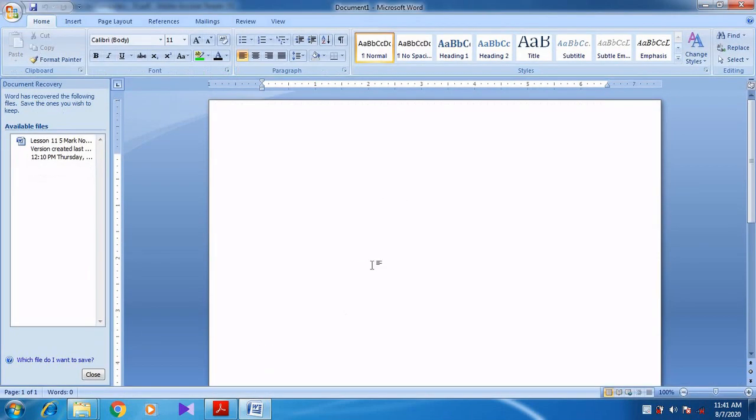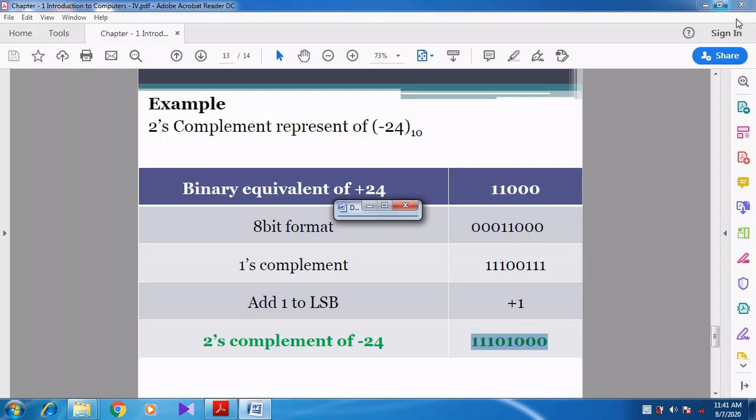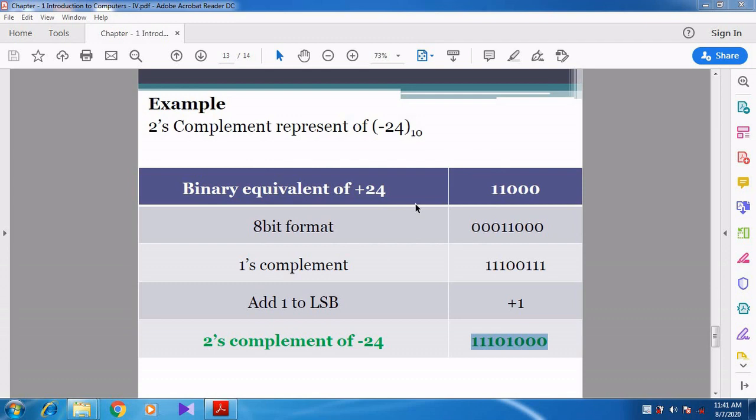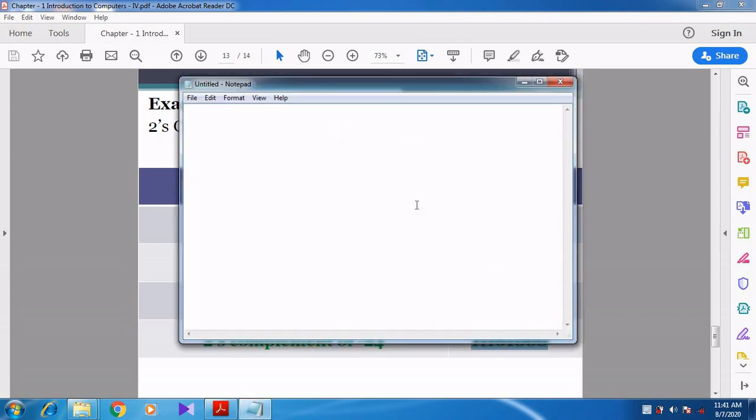So let us take the notepad. Simply we can go for notepad. Binary addition you want to know, then only you can do it. First of all, 0 plus 0 equals 0. Whereas 1 plus 0 equals 1. 0 plus 1 equals 1. Whereas 1 plus 1 becomes 10.